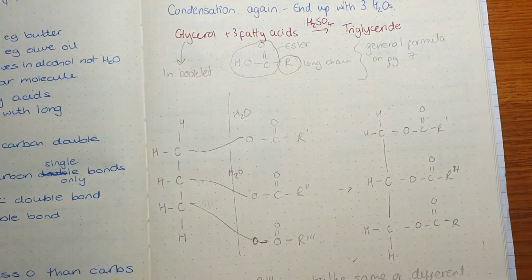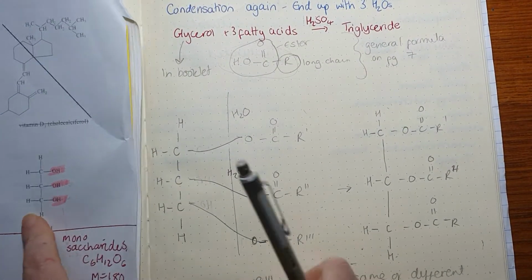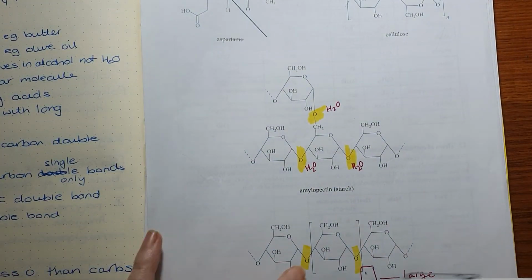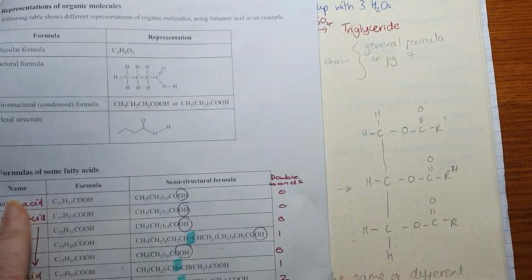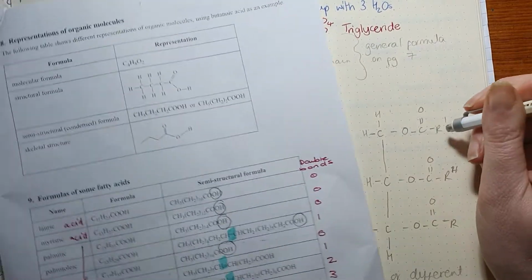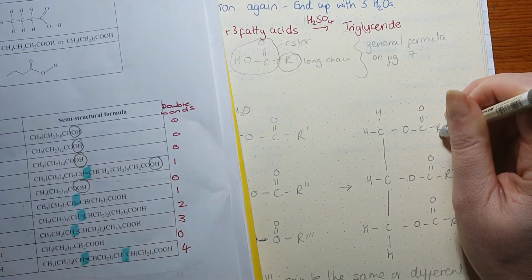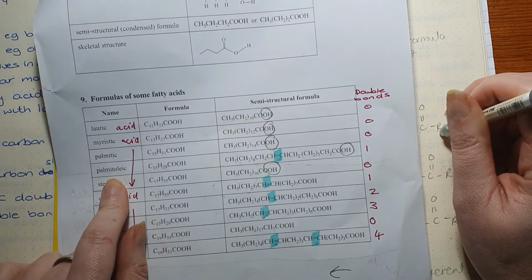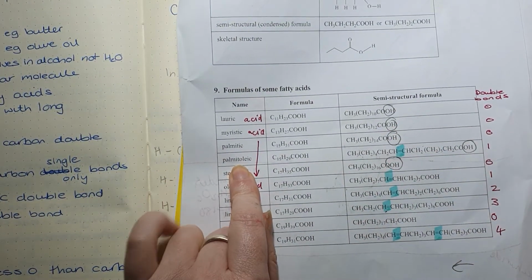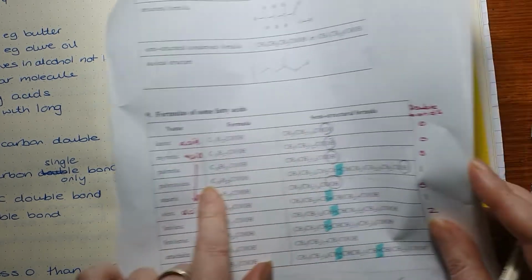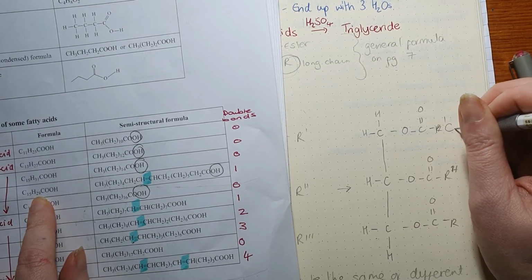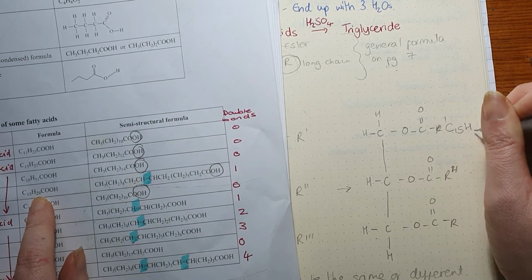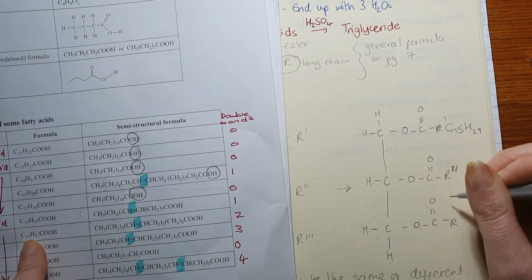So 3 of them joining with our glycerol on this side, and then our fatty acid joining on this side. So if we had this fatty acid here was palmitate, that one, we could just here write COR, and then that R could be replaced with C15H29.